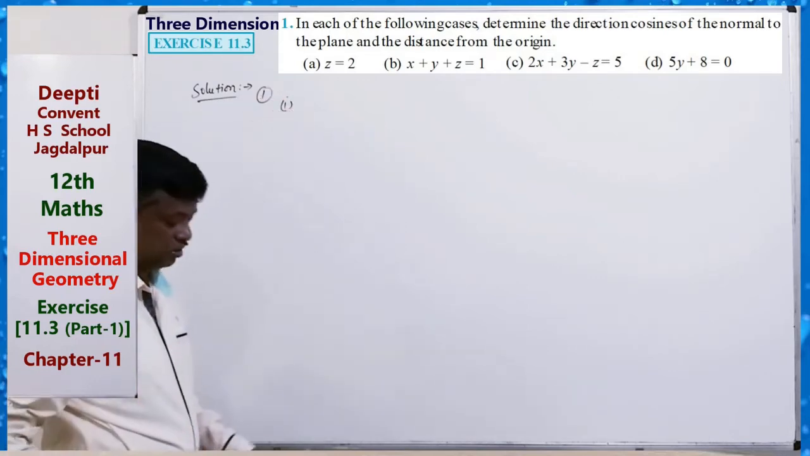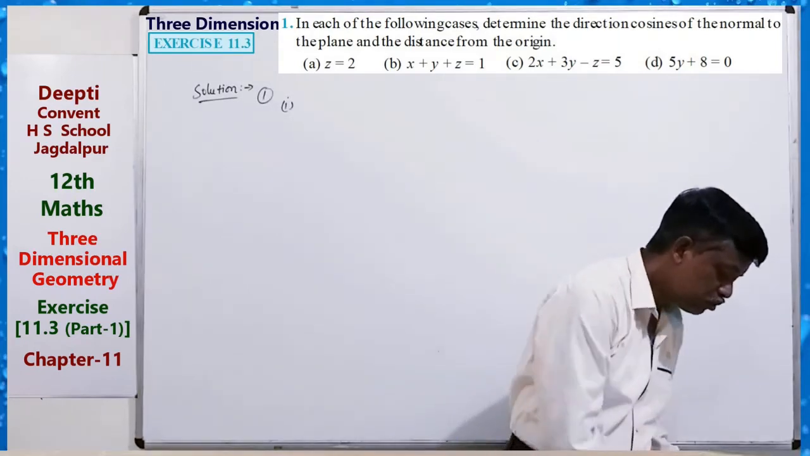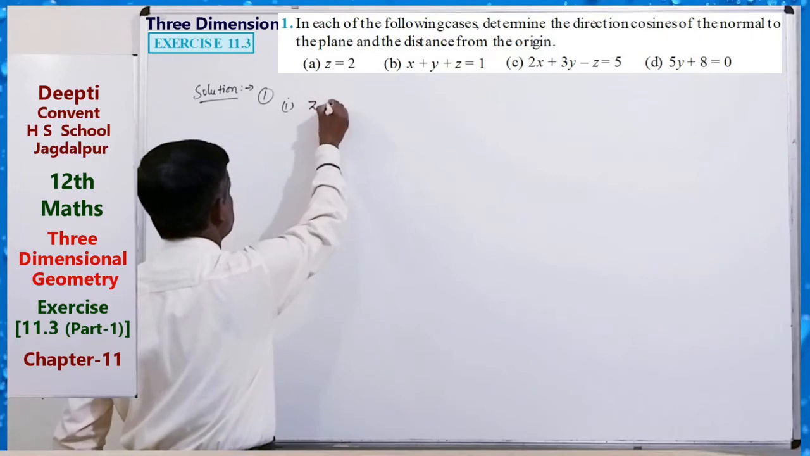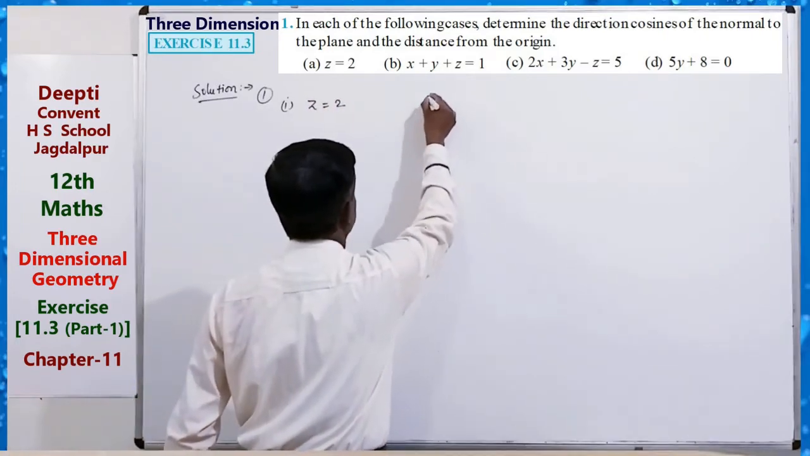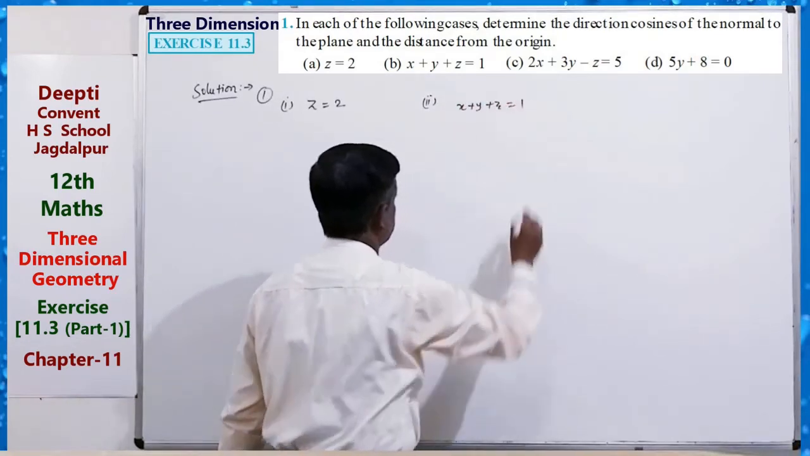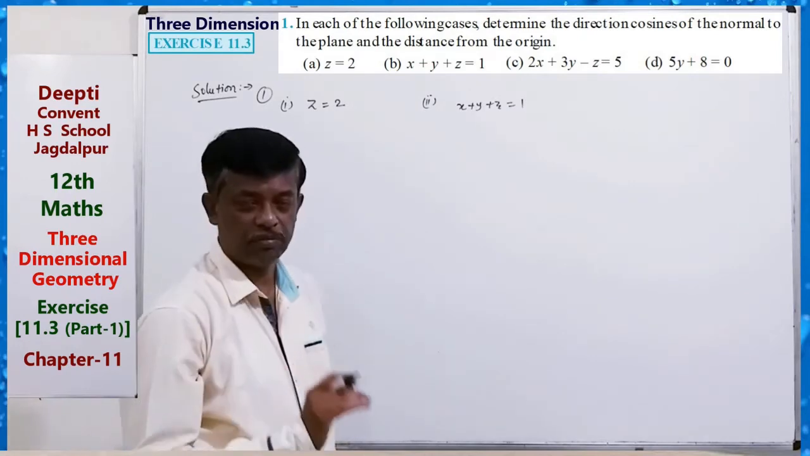There are 4 planes given. The first is z equals 2. The second is given as x plus y plus z equals 1. I will discuss in short, you have to write completely in detail.